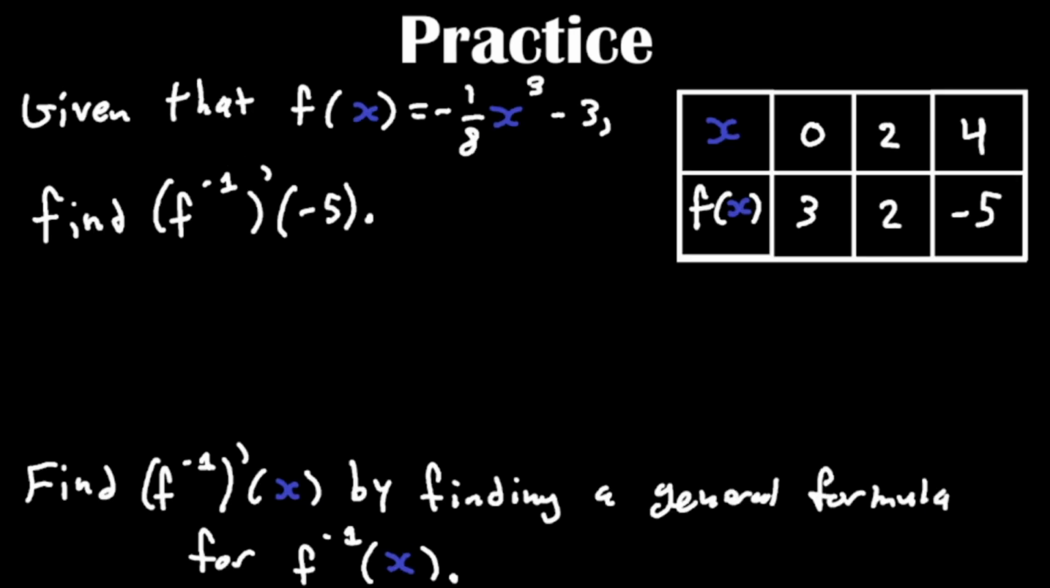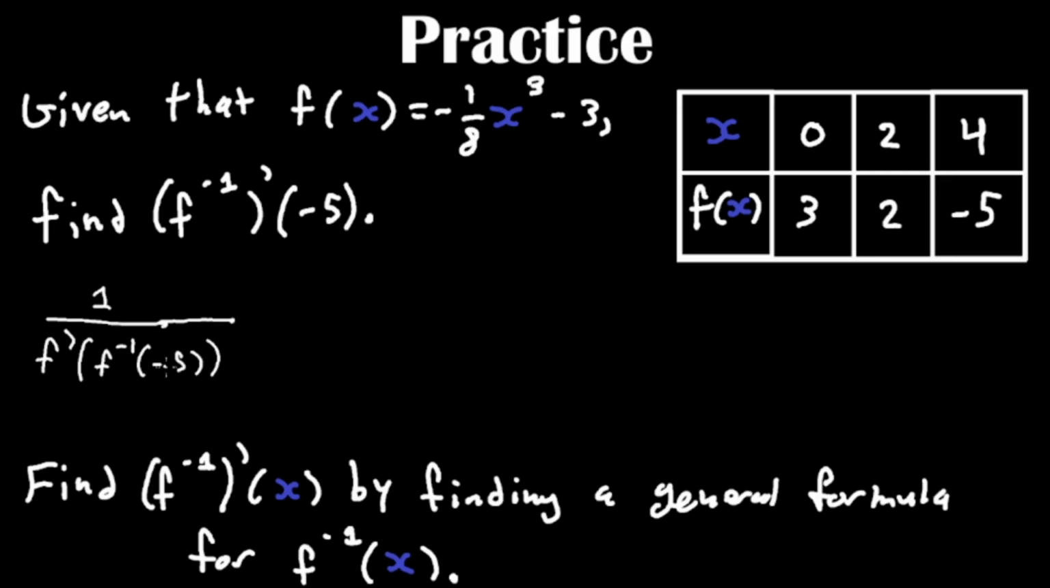So if we're given that f of x is negative 1/8 x cubed minus 3, we want to find the derivative of the inverse function evaluated at negative 5. Alright, first up, let's just write out our formula. We know that at negative 5, the derivative of the inverse is going to be given by 1 over the derivative of the original function evaluated at the inverse of negative 5. We're just plugging this negative 5 in where the x would normally go in the formula.